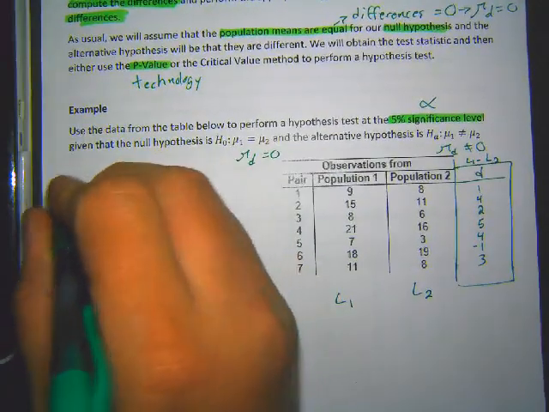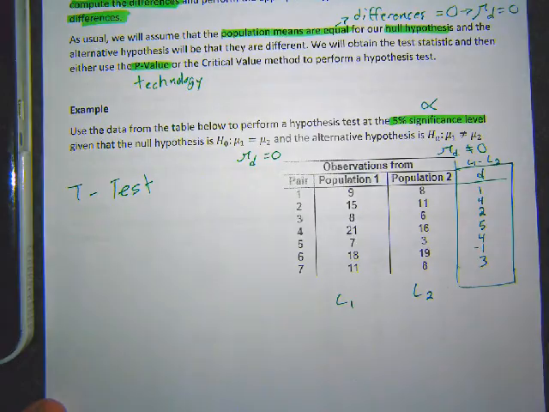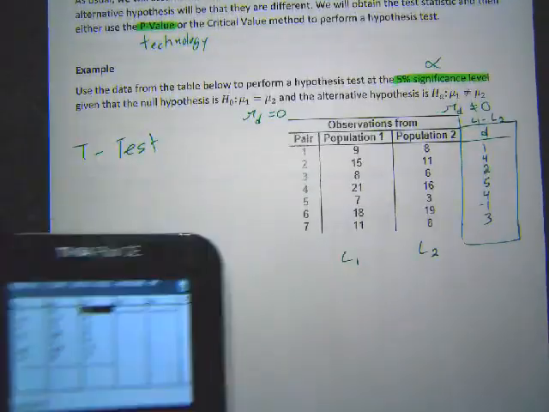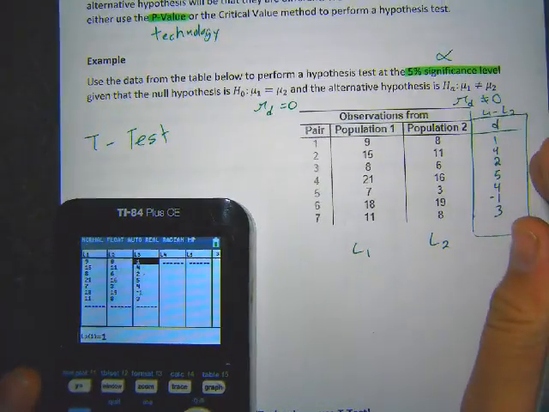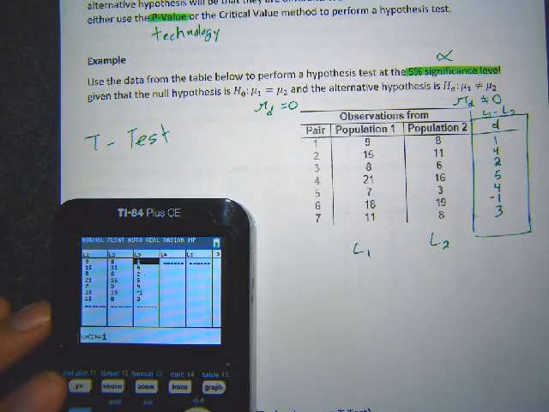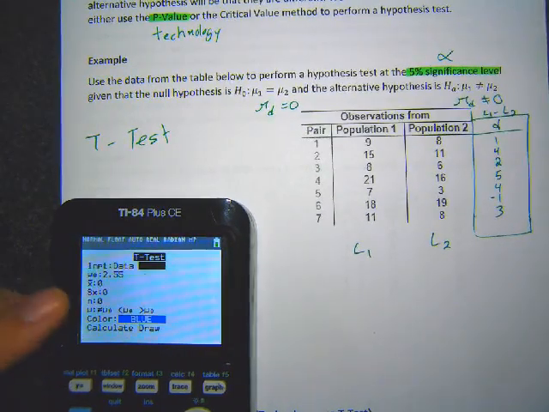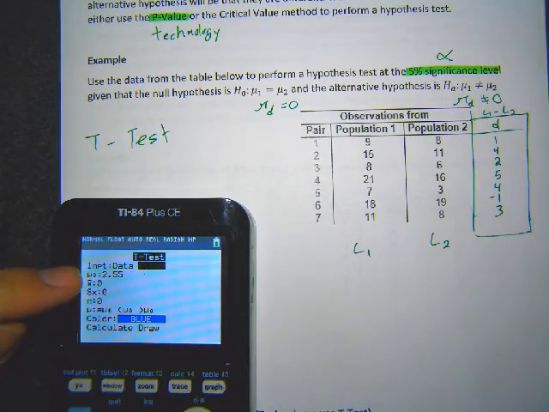I am going to do just a regular old t-test because I'm only working with one set of data. So that's the nice thing. Because I'm just working with this one set of data, I can just do a t-test. This is a problem with means, not proportions. So that's why we are going to use a t-test and not a z-test. Stat, test, t-test.